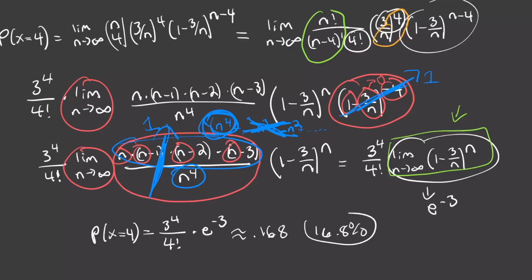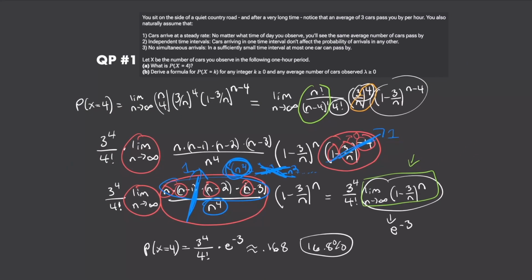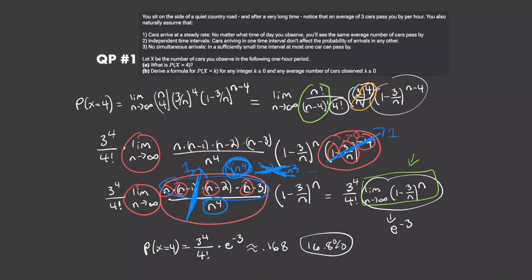16.8% chance, right? So in the end, given that cars come at an average rate of 3 and we hold these 3 assumptions to be true, well then the probability that in any given 1 hour period 4 cars come is just going to be 16.8%. Basically, these 3 things were the exact things that we needed in order to model this situation as a binomial distribution. When we take the limit, it turns into a Poisson.